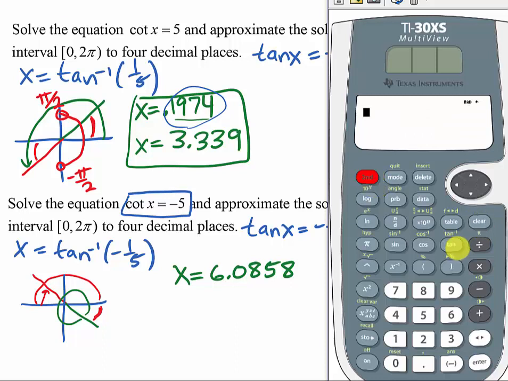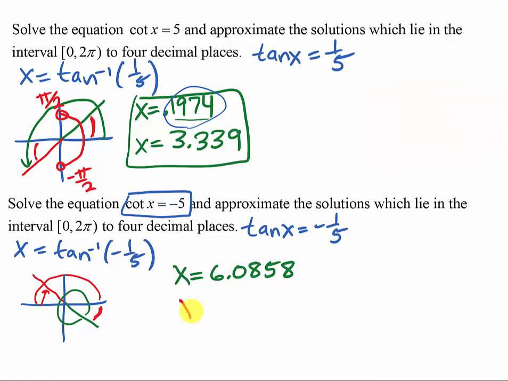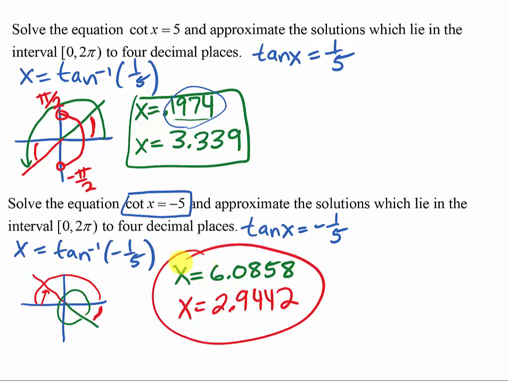What I'm going to do is have that first angle, which was from inverse tangent of negative 1 divided by 5, and that gave me that negative angle right here. So if I add pi to that, you can see from our picture that I would have an angle here in quadrant 2 that has that tangent value of negative 1/5. So that's going to be 2.9442. So our second solution is x equals 2.9442. Now remember, when you answer these, typically the first answer box wants the smaller angle and then the second answer box the larger angle.